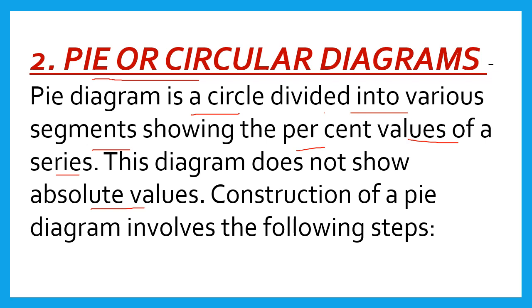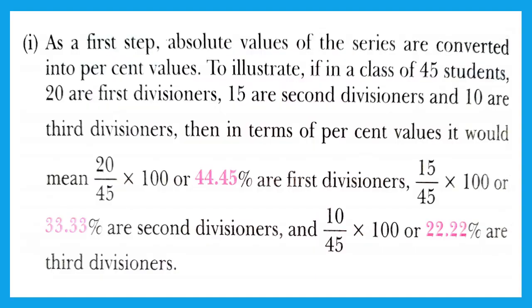Construction of a pie diagram involves the following steps. Just have a look. As a first step, absolute values of a series are converted into percent values. Whatever absolute values are given to you in the question, the first step is to convert those values into percent values.